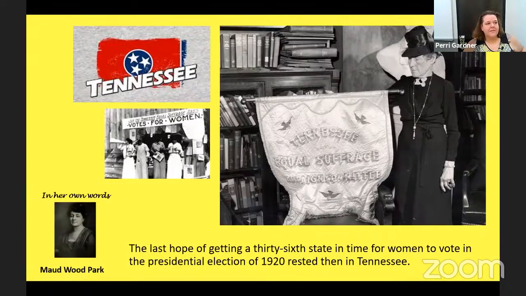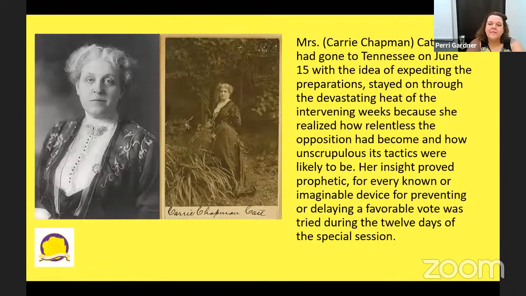The last hope of getting a 36th state in time for women to vote in the presidential election of 1920 rested then in Tennessee. Mrs. Carrie Chapman Catt, who had gone to Tennessee on June 15th with the idea of expediting the preparations, stayed on through the devastating heat of the intervening weeks because she realized how relentless the opposition had become and how unscrupulous its tactics were likely to be. Her insight proved prophetic. For every known or imagined device for preventing or delaying a favorable vote was tried during the 12 days of the special session.